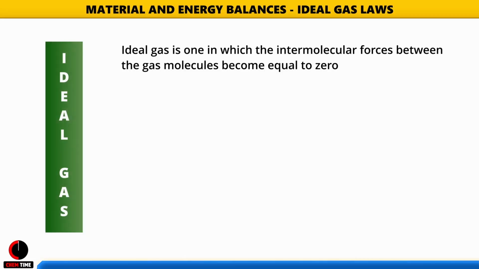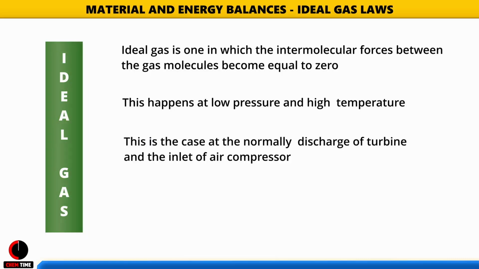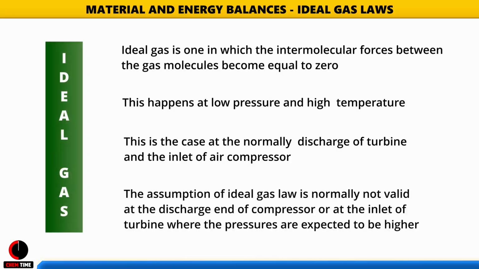The ideal gas is one where the intermolecular forces between the gas molecules become equal to zero. And this happens at very low pressure and high enough temperature. This is the case normally at the discharge end of the turbine or at the inlet of the air compressor. The assumption of ideal gas is normally not valid at the discharge end of the air compressor or the inlet of the turbine, where the pressures are expected to be higher.